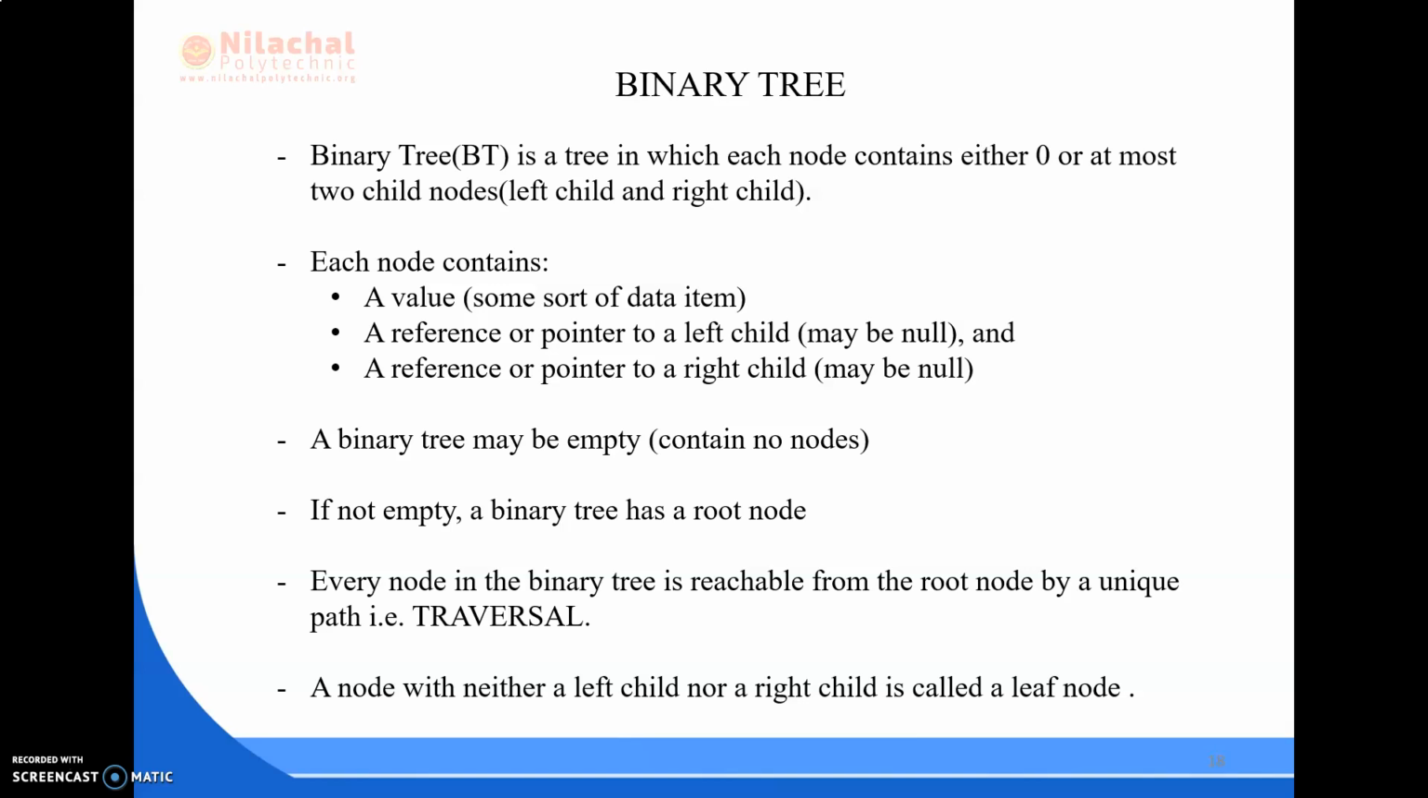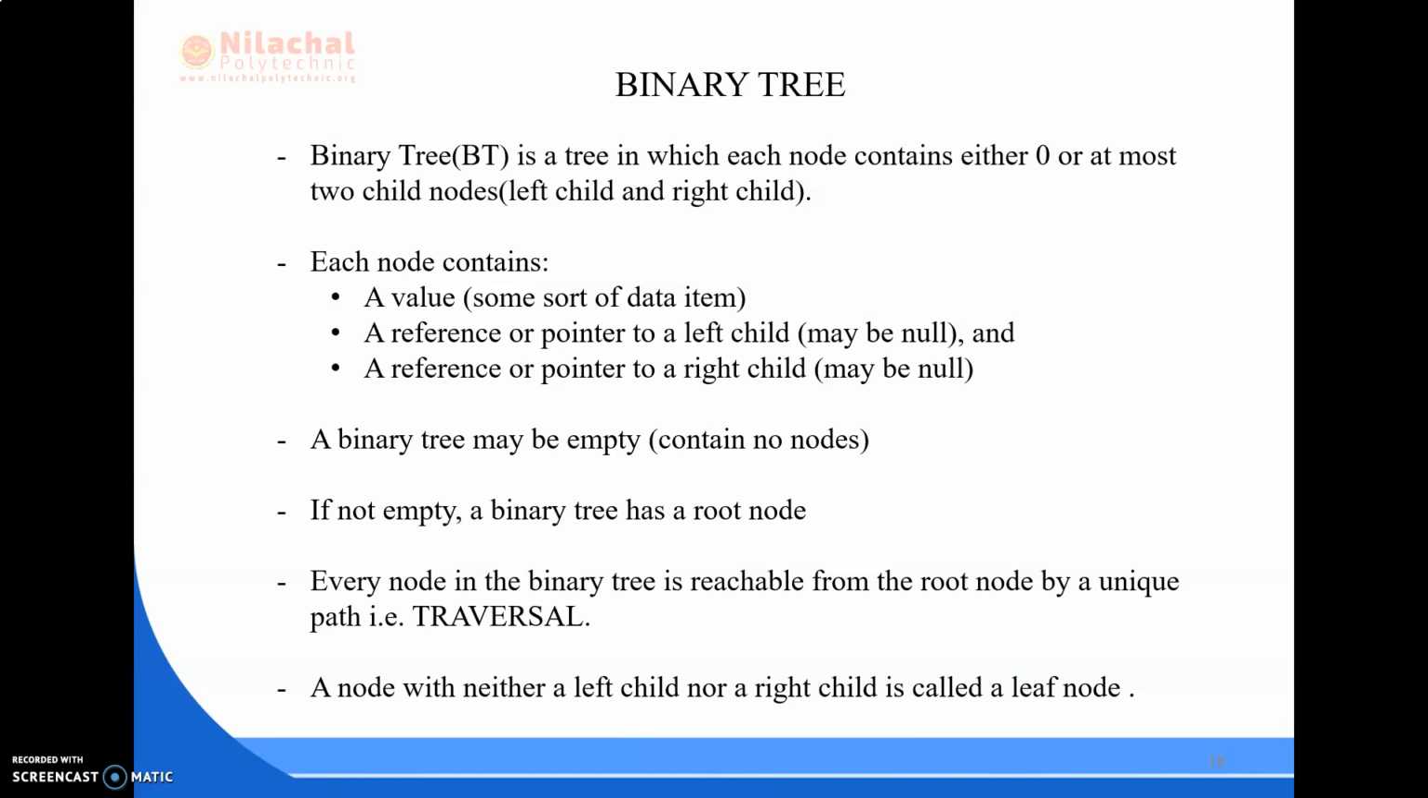In today's slide, we will be discussing the topic binary tree. The binary tree in data structure is also known as BT. It is a tree in which each node contains either 0 or at most two child nodes, that is, a left child node and a right child node. But more than two child nodes of any parent cannot be a binary tree. So it can be either no child, or one child, or at max two child nodes.